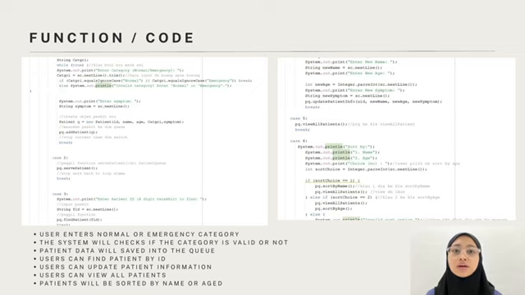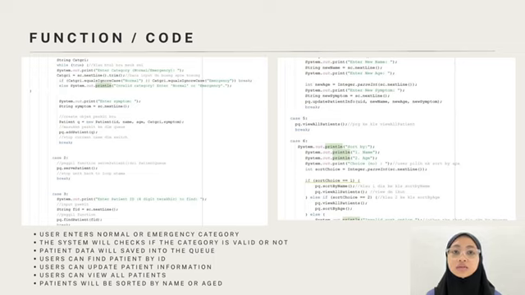In this slide, I will explain how our system works. First, the user enters the patient category. The category can be either normal or emergency. Then the system checks if the category is valid before saving the patient data. After validation, the patient data is saved into the queue. It will help the system manage patients in order.